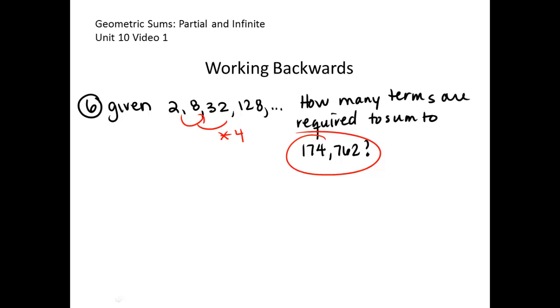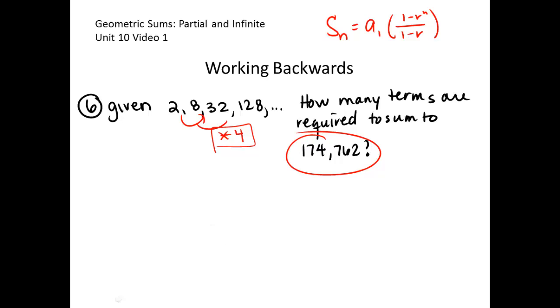Because this is a partial sum, and it's partial because I'm looking at times 4, it couldn't have been an infinite sum. I'm going to start with my partial sum formula, which is S sub n equals the first term times 1 minus r to the n power over 1 minus r.